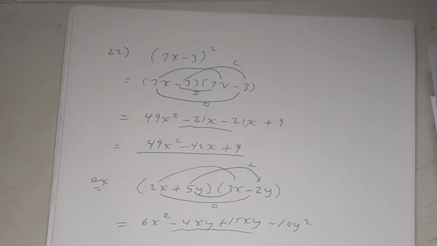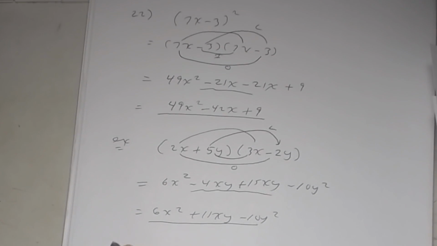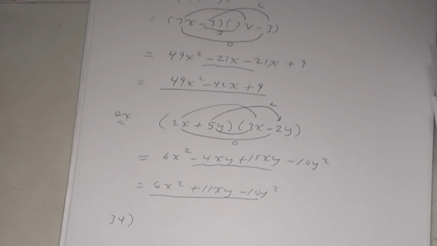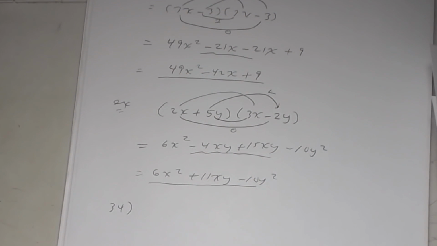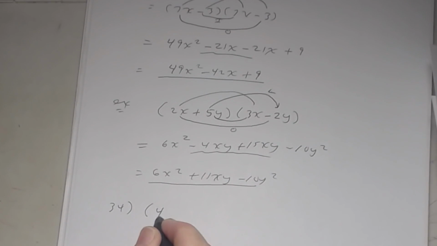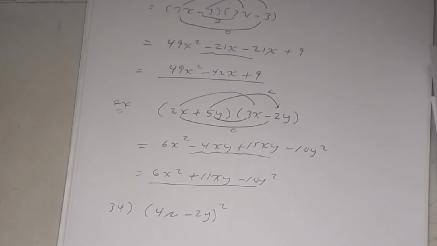Okay, number 34. Suppose you had this. All right, 34. You have 4s, that's an s, minus 2y squared. 4s minus 2y squared. Now, before we do this, notice I'm squaring a binomial, so the outer and the inner terms better be what? The same. They better be the same. So if they're not, you did something wrong.